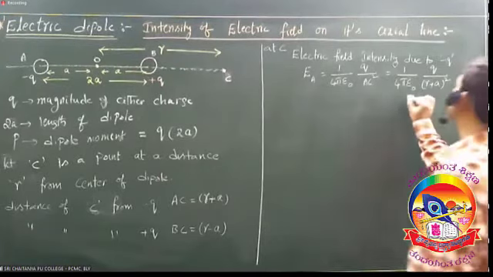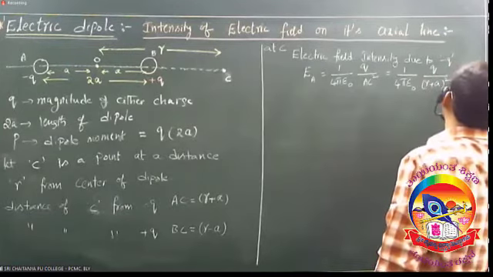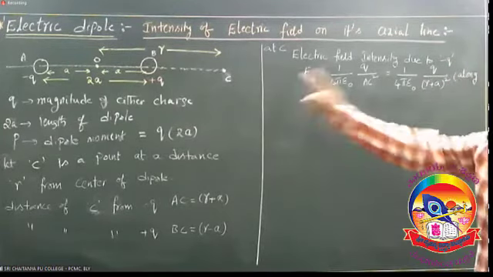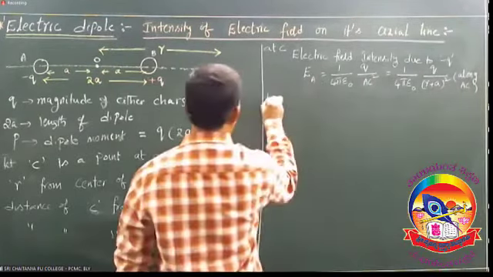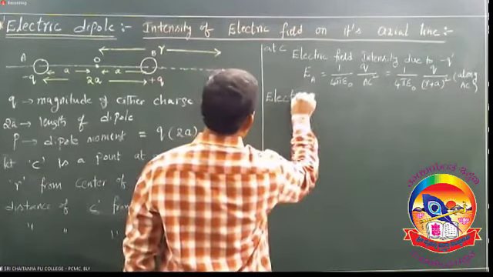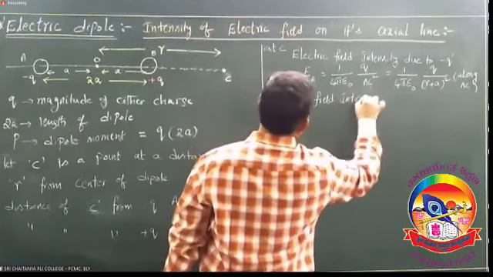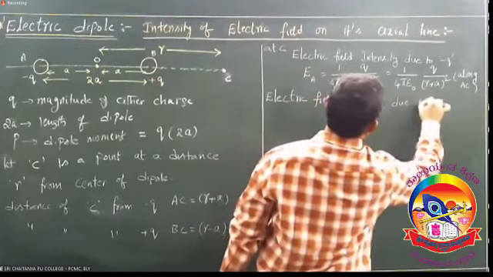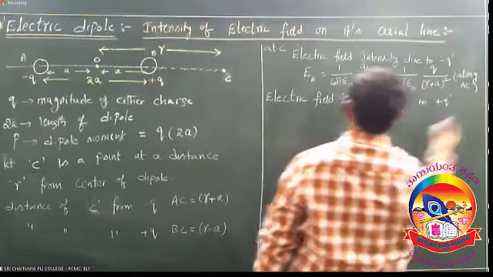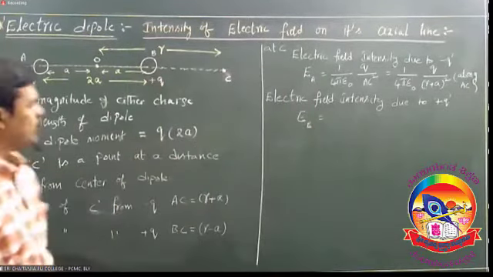Direction is along AC, right? Along AC. In the same way, the electric field intensity due to plus Q charge, let us say EB or E plus, you can write both.